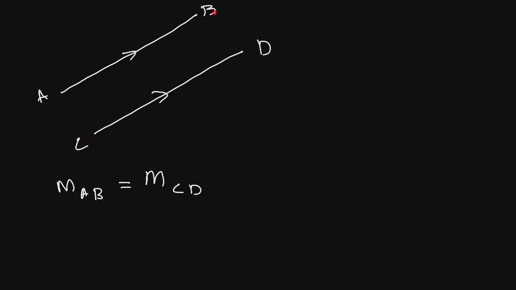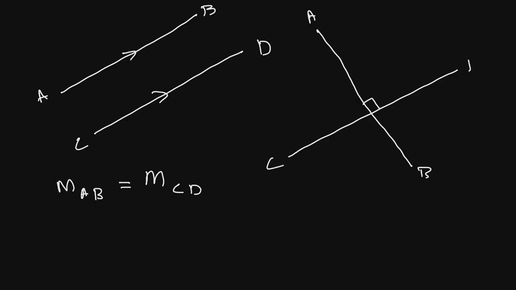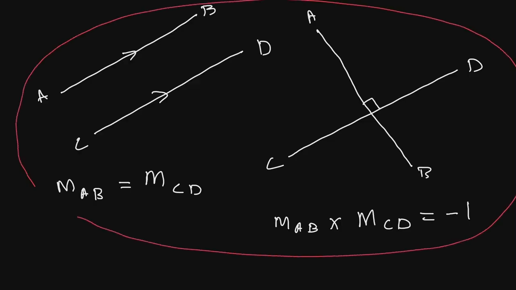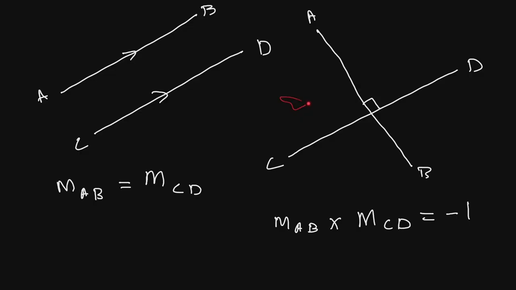And the other important law is that if you have perpendicular lines, so if this line is perpendicular to this line, let's say this is line AB and this is CD, the product of the gradients of perpendicular lines is always equal to -1. So the gradient of AB multiplied by the gradient of CD will have to be -1. So these are the two most important scenarios that you need to understand so that you get the gradient correct.